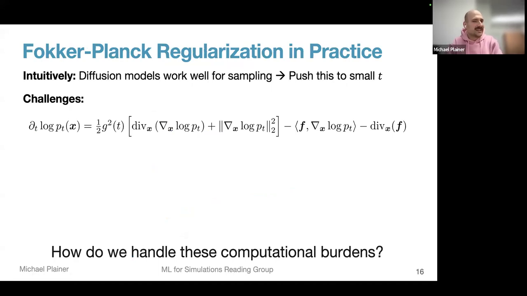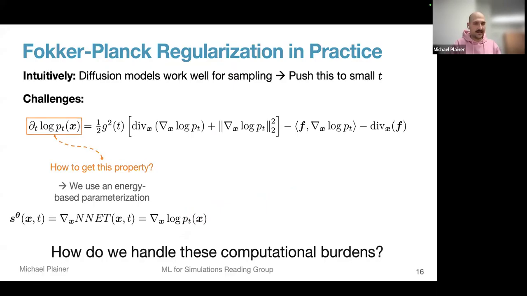In practice, it's not that straightforward to evaluate the Fokker-Planck equation. For instance, on the left-hand side, we have the partial t of log p_t, and usually what we learn is just the score, which is the gradient of log p_t(x). So what we have to do instead is an energy-based parameterization to give access to this equation, which means that basically we take the gradient of our neural network.